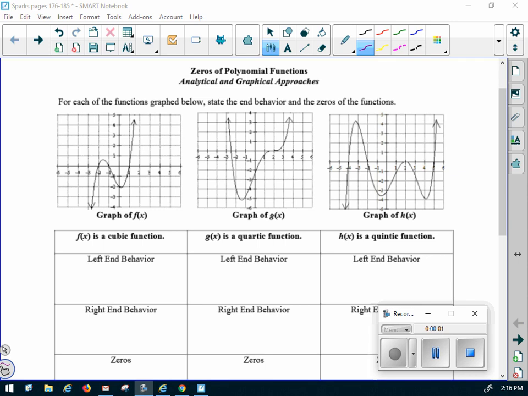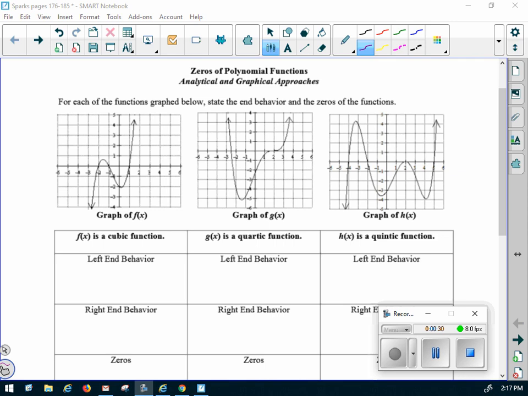Zeros of polynomial functions. You already know about zeros. What's a zero of a function? The x-intercept. So graphically, a zero is an x-intercept. What does it mean for the function if you have a zero? I say, hey, 2 is a zero of that function. What's it mean? If x equals 2, y equals 0, that's exactly what it means. That's what a zero is.